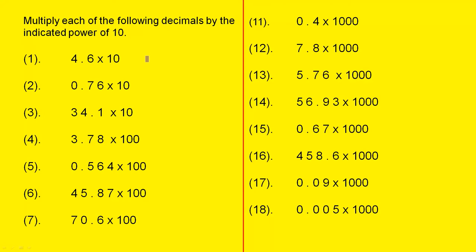Let's start very quickly. There were 3 rules given in the lesson, and the first rule says that if you're multiplying a decimal by 10, move the decimal point 1 place to the right. Okay, so that applies to these 3. The next rule says that if you're multiplying a decimal by 100, you move the decimal point 2 places to the right. Okay, so that applies to all the ones where you multiply by 100.